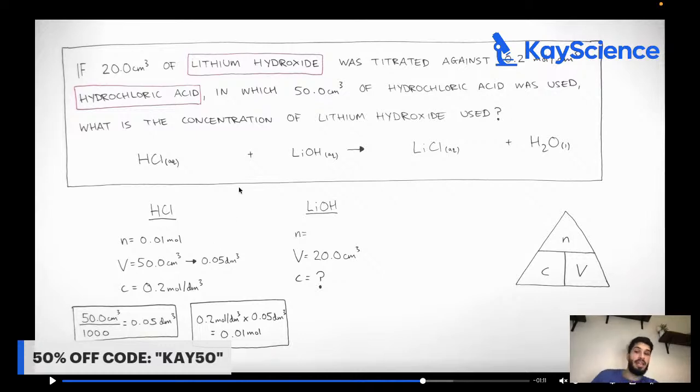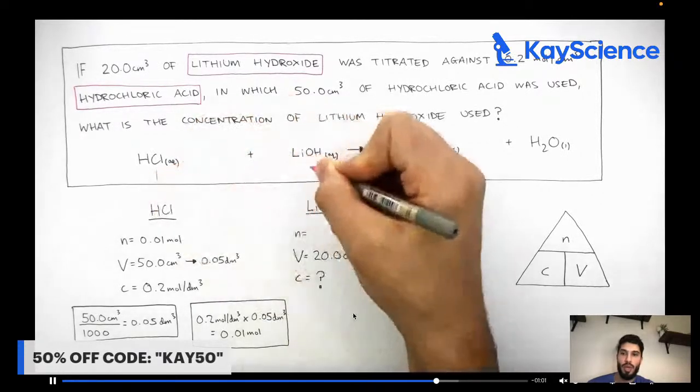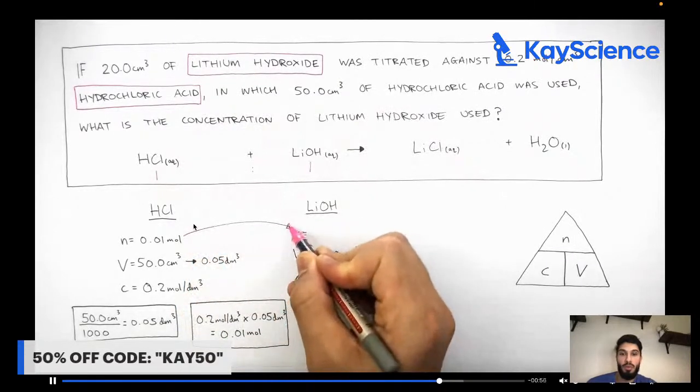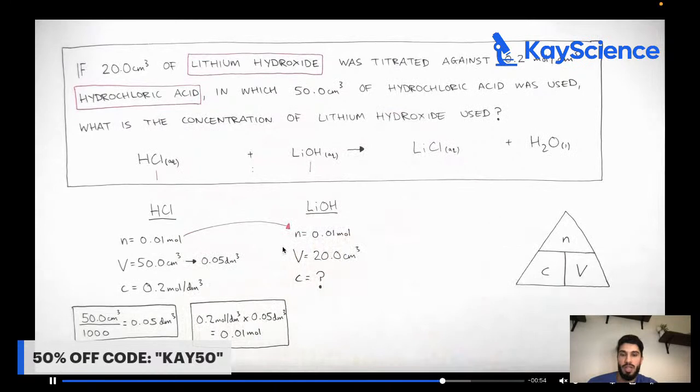Now we use the same technique again. What's the ratio of moles of hydrochloric acid and lithium hydroxide? Well, it's 1 to 1. The ratio of moles is 1 to 1. Okay, we can see that it's 1 to 1. So we multiply this number by 1. It's just 1 to 1, so it's 0.01 mole.